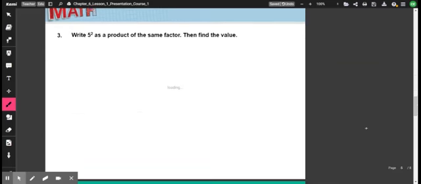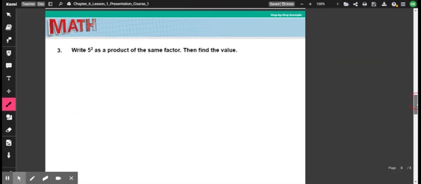Now we're going to make products out of our powers. All right. So just like we did above when it was 4 times 4 times 4, we put it as 4 to the 3rd power. Okay, now we're going to write out 5 times 5, which then will give us our product or our answer. So we would do 5 times 5, and 5 times 5 equals 25. So 5 squared would equal 25.